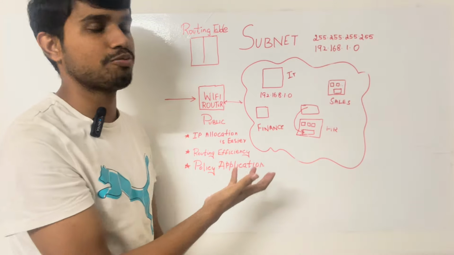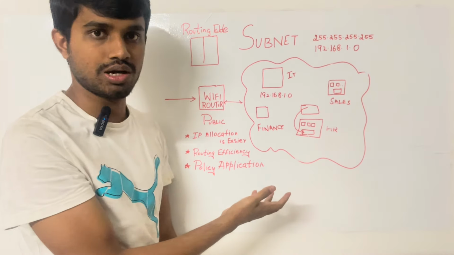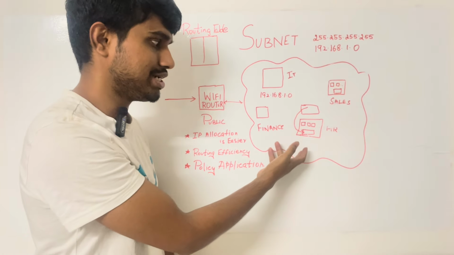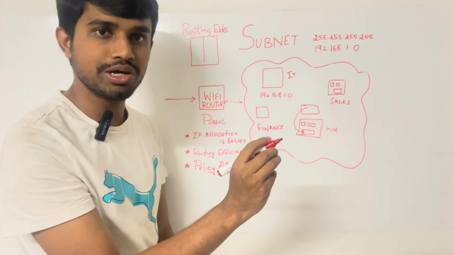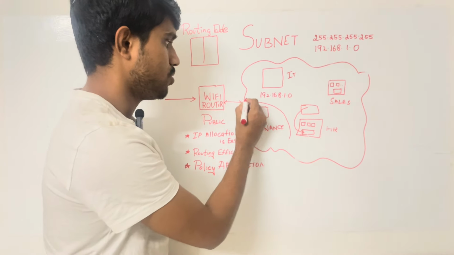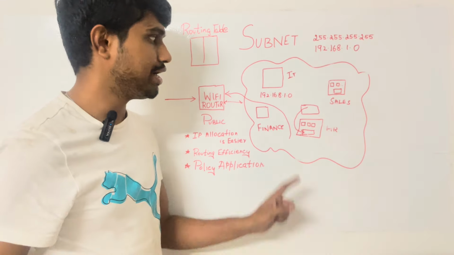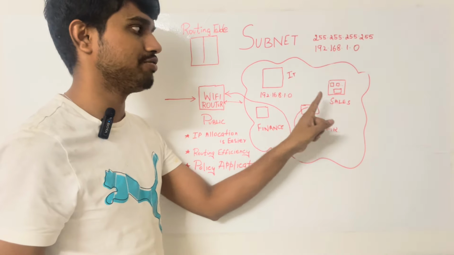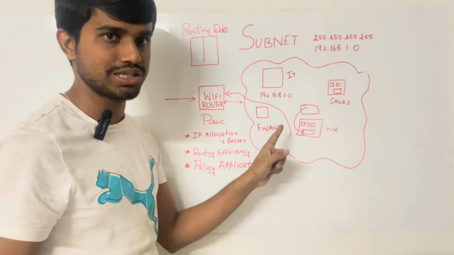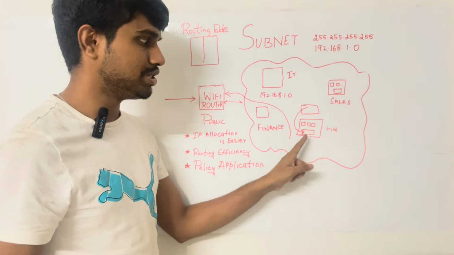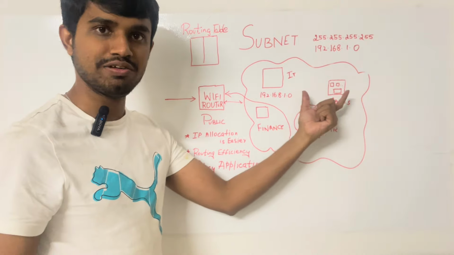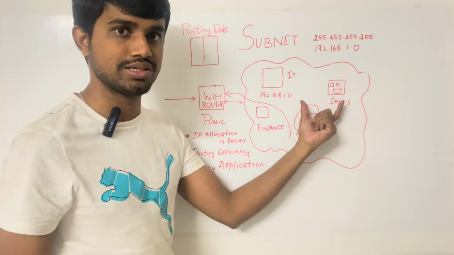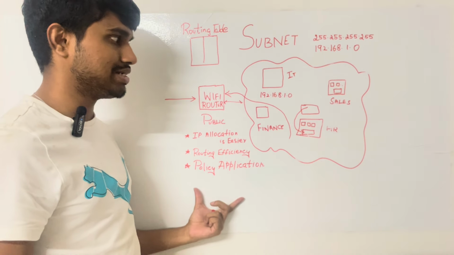And also, say someone comes to your house or your company and he or she is a guest, and they want to access the internet. In this case, all you need to give them access to is the Wi-Fi. They don't need to access any of your IT information, sales information, HR information, or finance information. So these kinds of policies you can apply more easily if they are grouped into subnets. So these are the three main reasons.